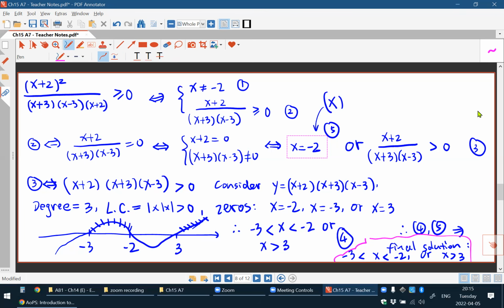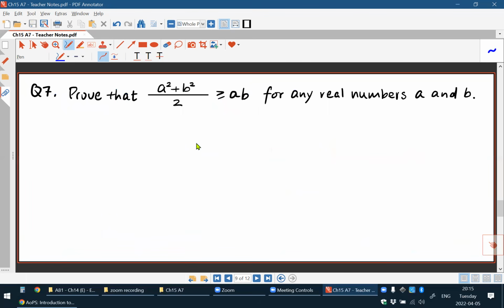Okay, have a look at this question and let me know if you finished. All right, then let's have a look at the next one. Try to prove (a squared plus b squared)/2 greater than or equal to ab for any real numbers a and b.